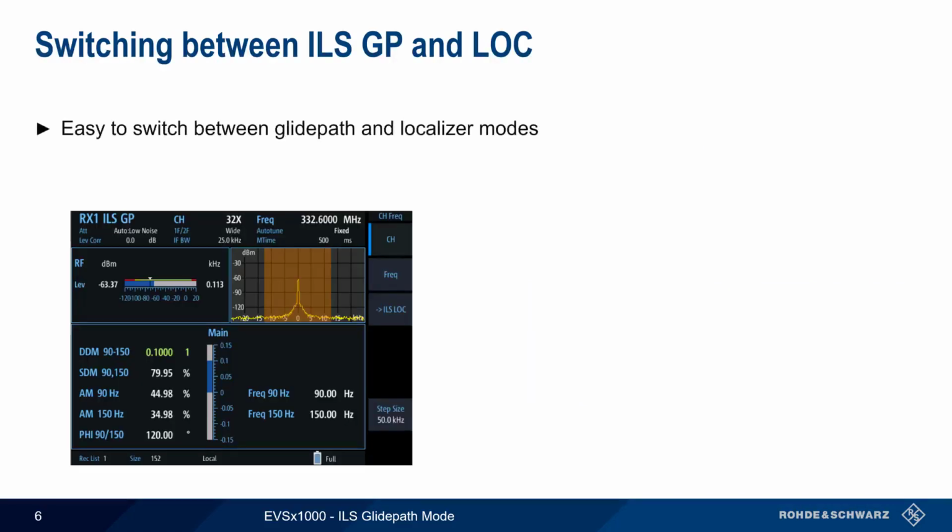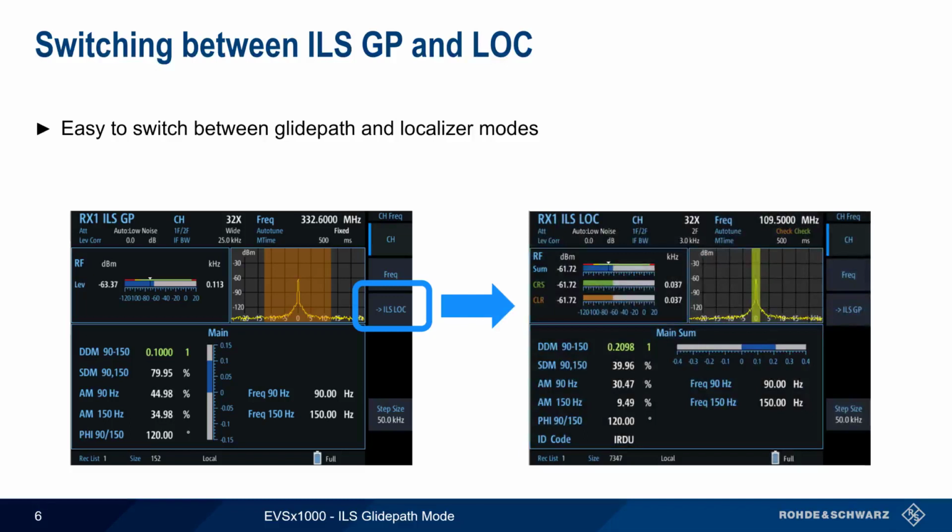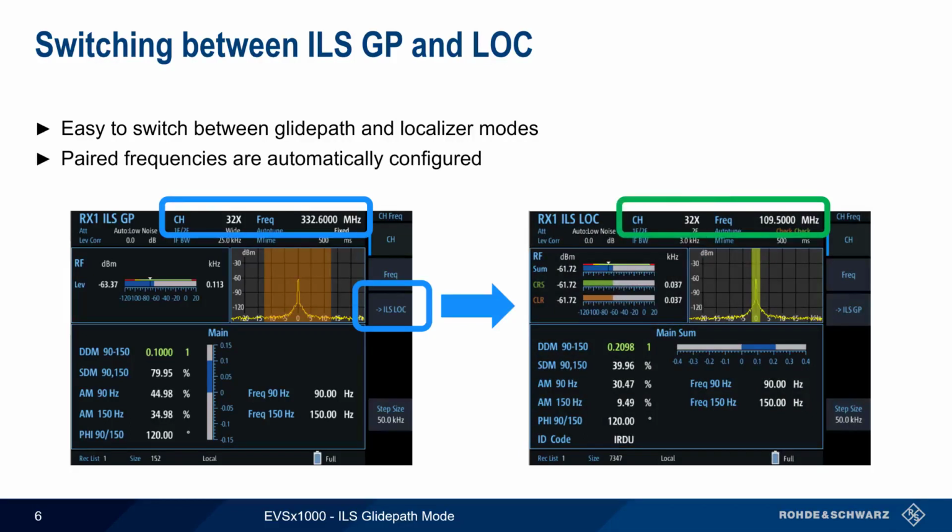The EVS also provides an easy way to switch between Glidepath and Localizer modes. Pressing the ILS Localizer key switches the EVS to Localizer mode. The Localizer frequency is automatically configured based on the paired Glidepath frequency. In this example, ICAO channel number 32X corresponds to a glide path frequency of 332.6 MHz and a localizer frequency of 109.5 MHz. The ILS Glidepath key can then be used to switch back to glide path mode and revert back to the paired glide path frequency.